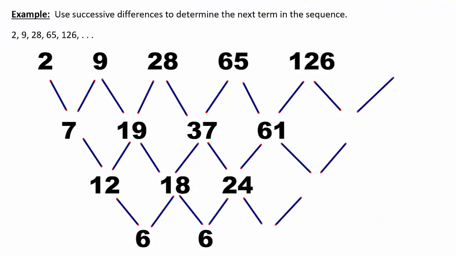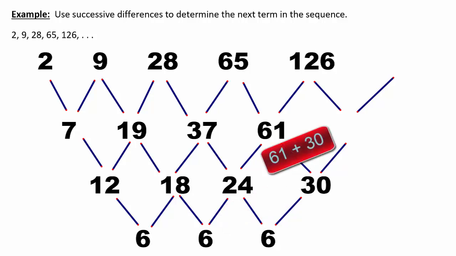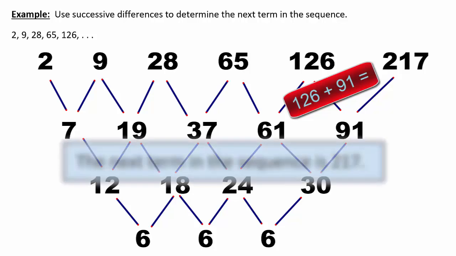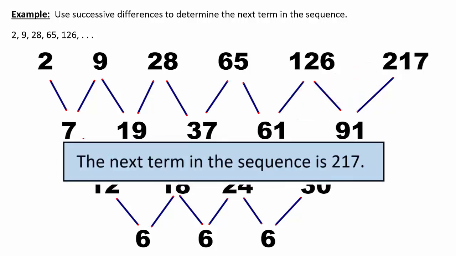We know that on the next line we will have a 6. So we add 24 plus 6 and get 30. 30 goes here. We add 61 plus 30 to get 91 here. And then to get our answer, which is the next term of our sequence, we add 126 plus 91 to get 217. The next term of our sequence is 217.